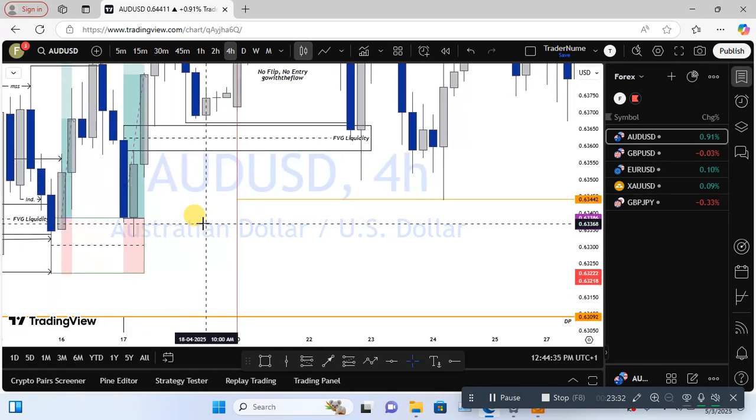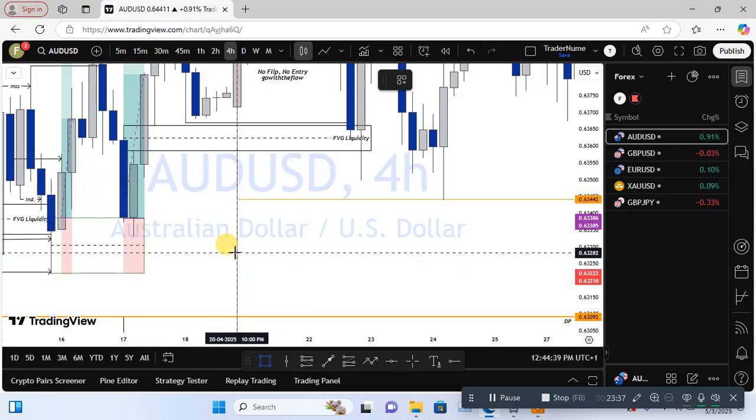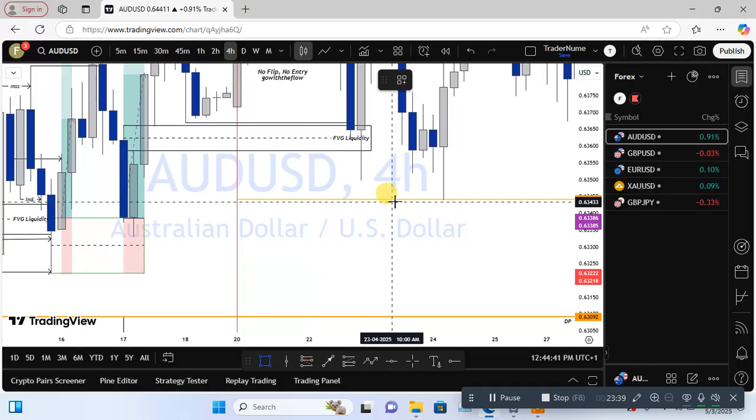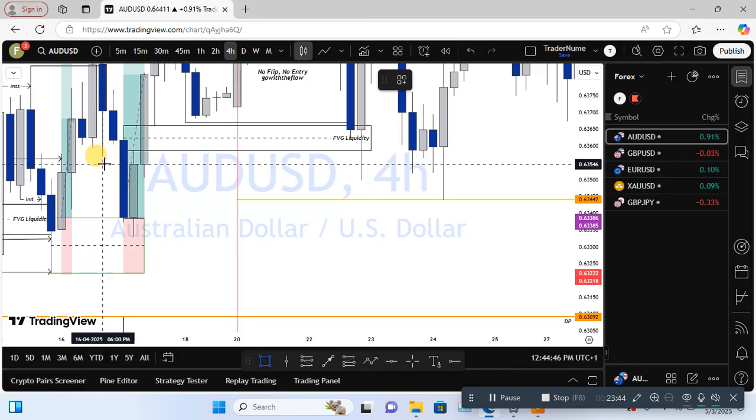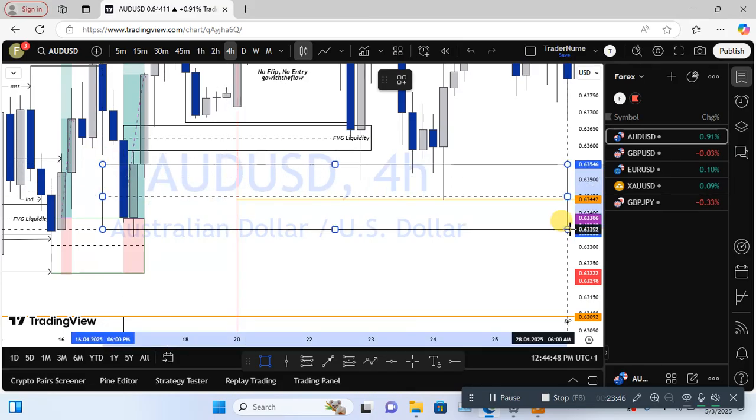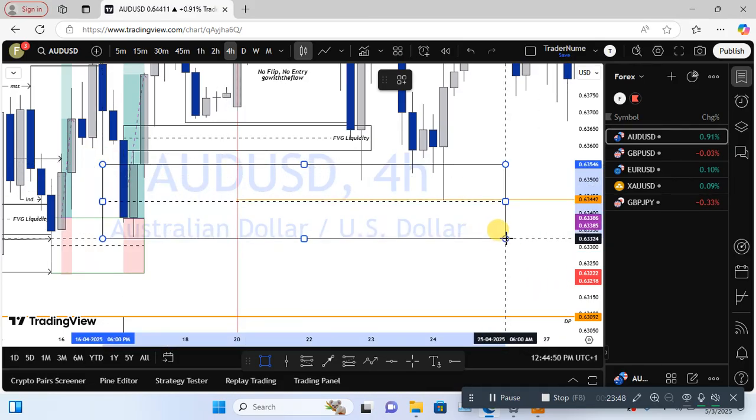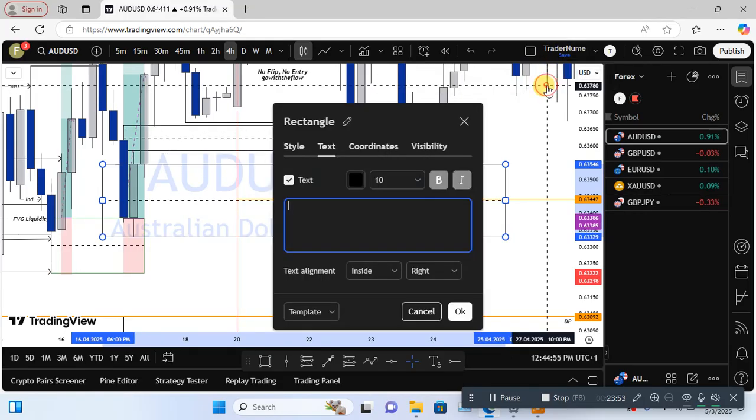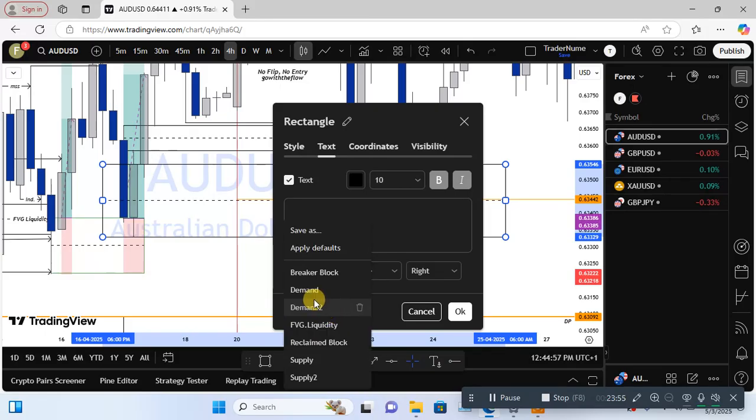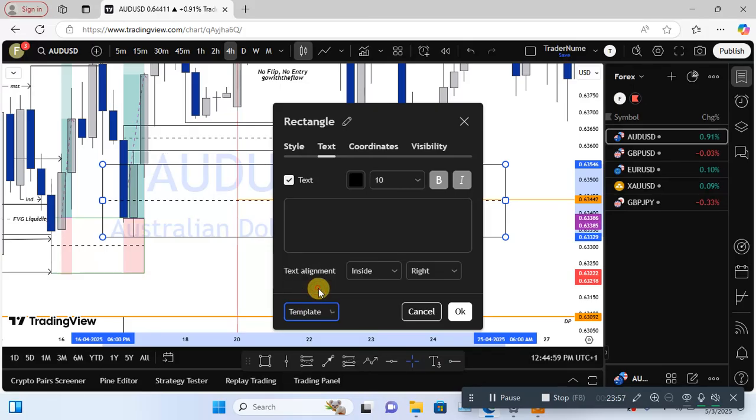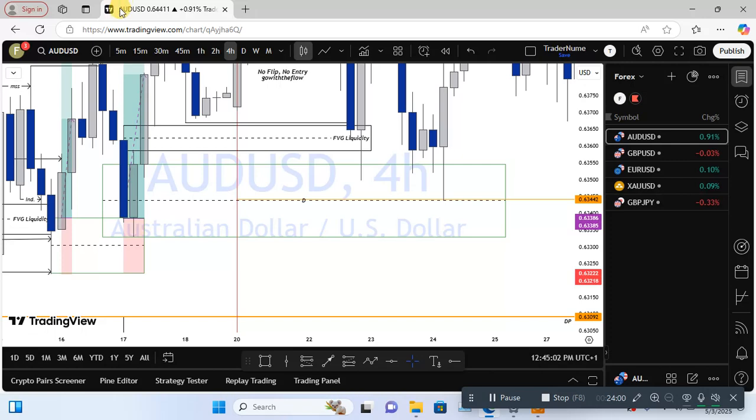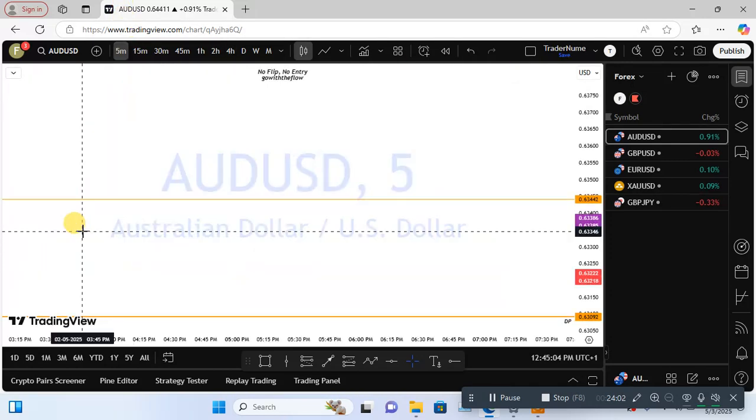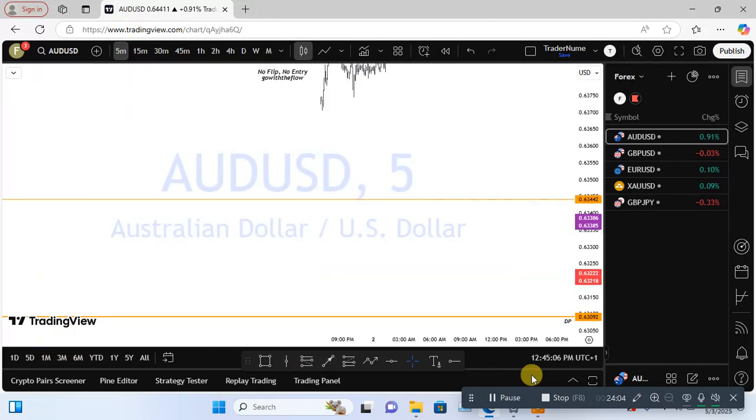Now after the liquidity point, we're expecting price to come and take the other block below it. So we're expecting price to do this, tap on the other block, but we are not going to do anything because it's a higher time frame. So we just call it a demand zone, and we go back to our 5 minutes. You understand?